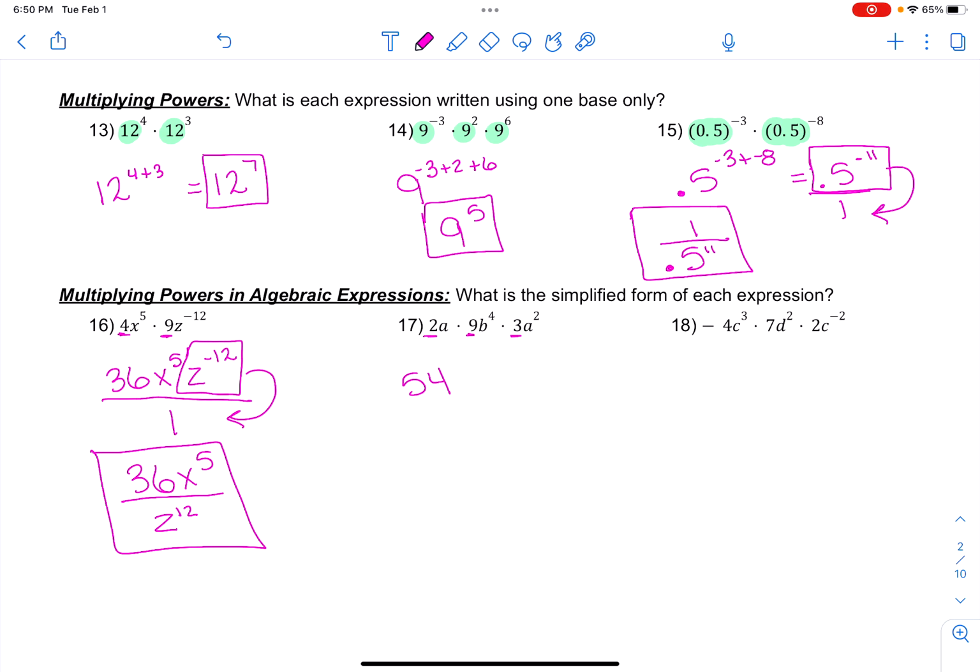Next, we want to look and see if we have any common bases. Well, notice we have a and a squared. So we have a common base. This a has that imaginary 1 exponent. So following what we did above, a to the first power times a to the second power would be a to the 3rd, because we just add those exponents. And then we just have b to the 4th left by itself, so we just tack that on at the end.